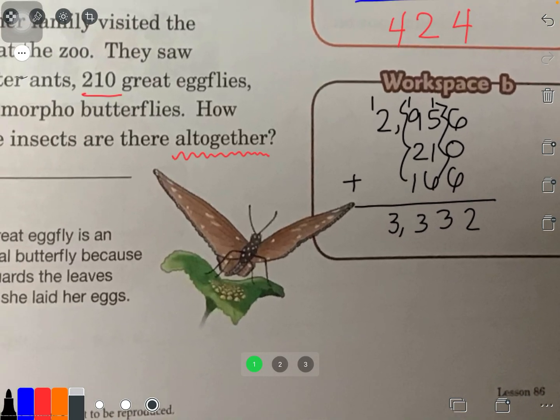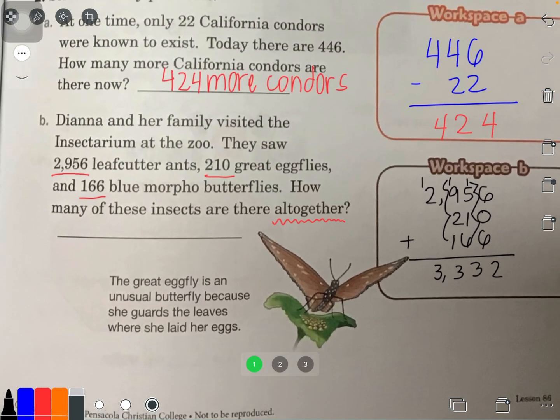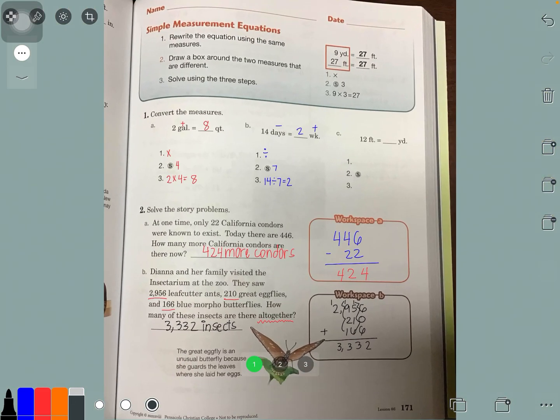So at the insectarium, Diana and her family saw 3,332 insects. The great egg fly is an unusual butterfly because she guards the leaves where she laid her eggs. Oh. Alrighty. So again, we're going to do number 1C together at our Zoom meeting.